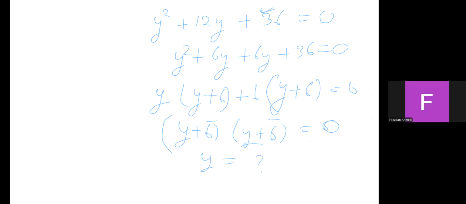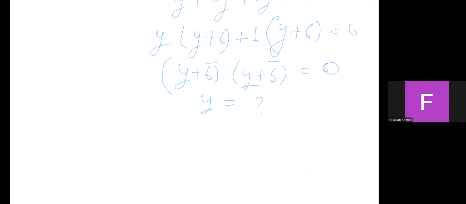What do you think should be the value of y? You're multiplying two things, and for the product, for the result to be 0, one of them has to be 0. y plus 6 has to be 0. In this case, y plus 6, so y is equal to minus 6. This is your answer.